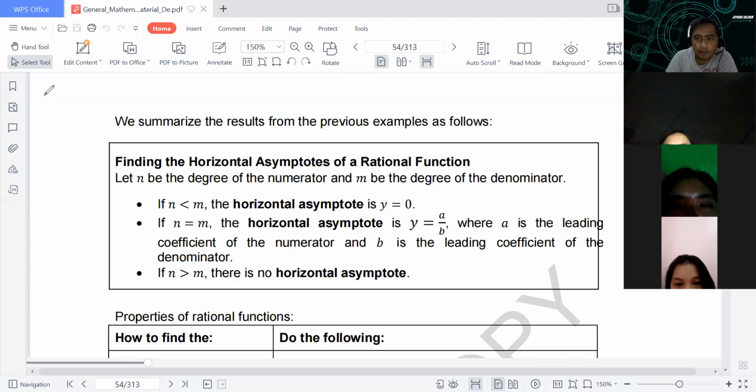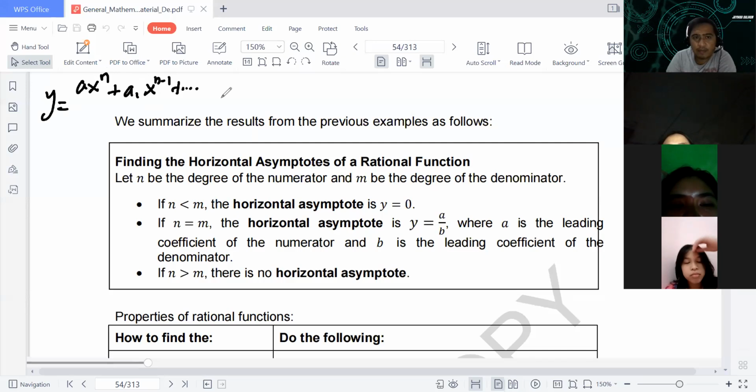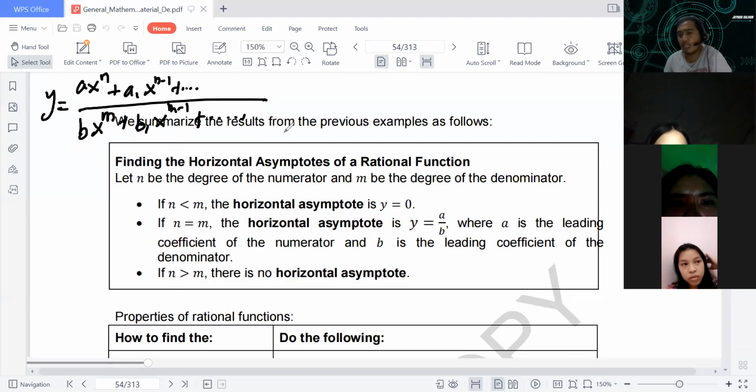Say for example, your function is given as ax to the n plus a sub 1 x to the n minus 1 and so on in general form, while in your denominator, it goes this way. It will be bx to the m plus b sub 1 x to the m minus 1 and so on. Again, it should be y in terms of x.